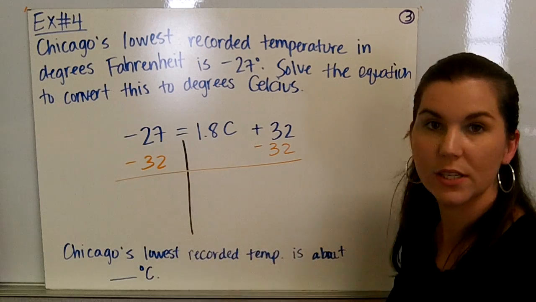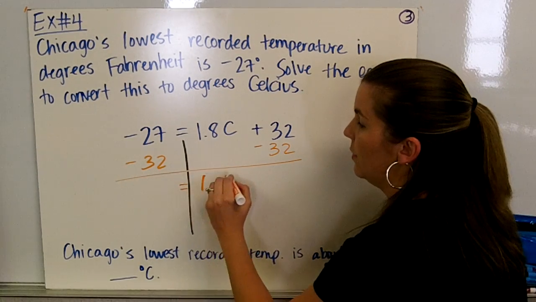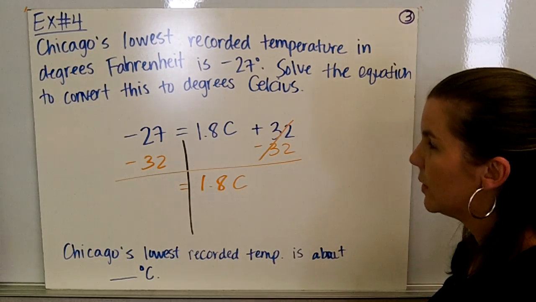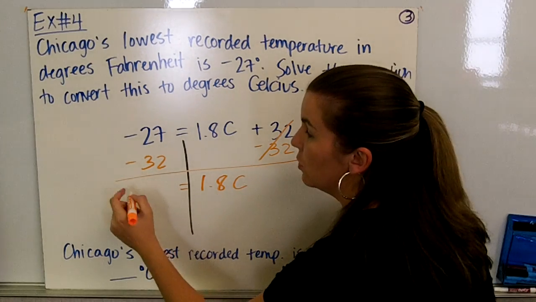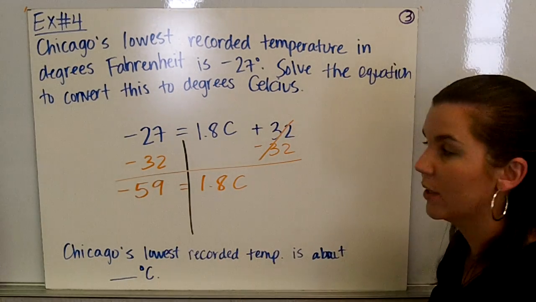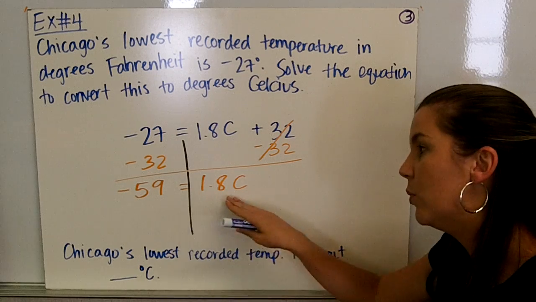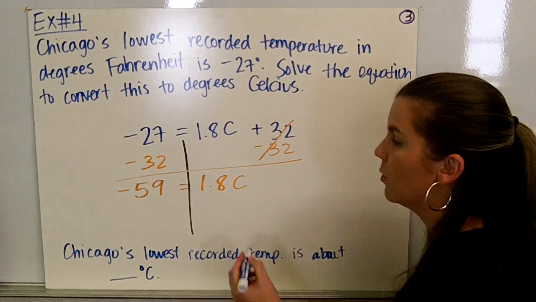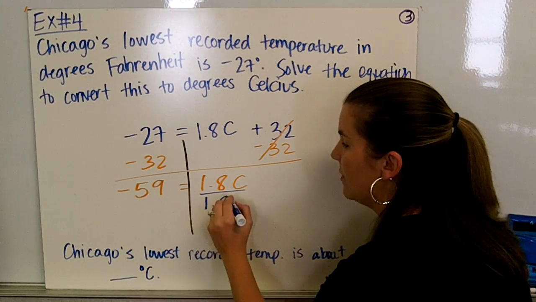You do it to the right side, you do it to the left side also. So I have 1.8c. These cancel, that's 0. Negative 27 minus 32 more is negative 59. And you can do that in your calculator if you need to. I have 1.8c. That means they're multiplied. So I'm going to divide both sides by 1.8.